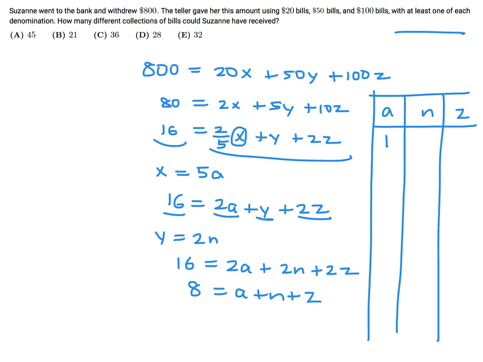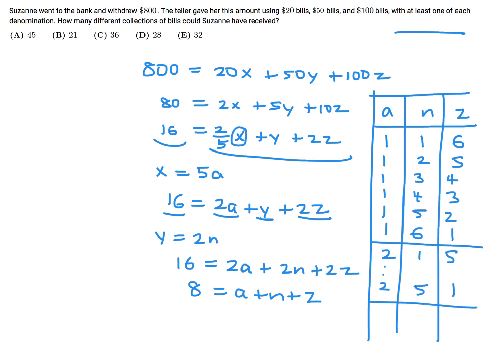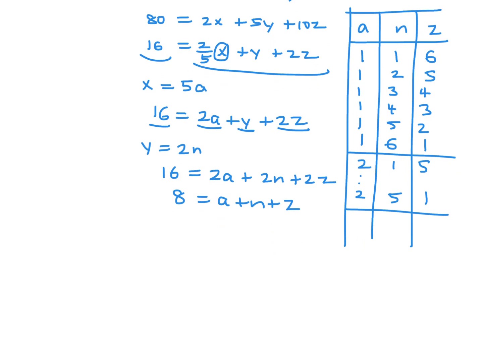So let's see what happens. If that's the case, then this is 1, this is 6. That's just one solution. If I stick with the 1 for a, 2, 5, 3, 4, 4, 3, 5, 2, and 6, 1. Okay, so that exhausts the 1s. And then you move up to 2. You get 1, 5, and then all the way to 5, 1. And then you kind of keep going like this. For 3s, it'll be 3, 1, 4, all the way till 3, 4, 1. For 2s, it will be 2, 1, 3, all the way till 2, 3, 1, I believe.